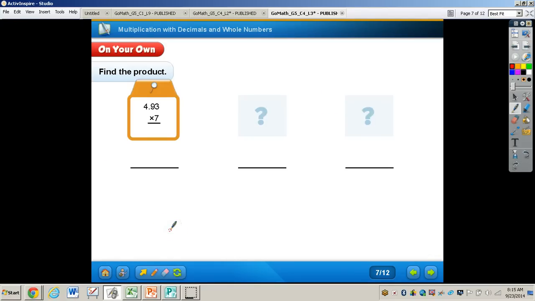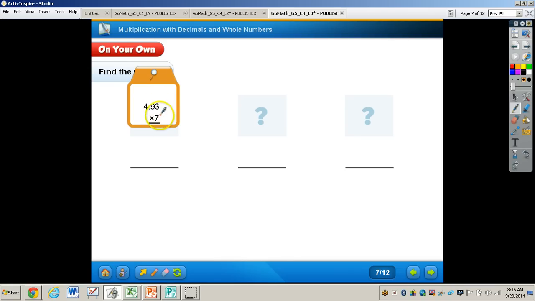Now let's take a look at this problem on page 171, and it's the on your own section, 4 9300ths times 7. Now I'm going to model this for you and I want you to do it along with me. Okay, and I'm just going to put this as high as we can and we'll just multiply here.